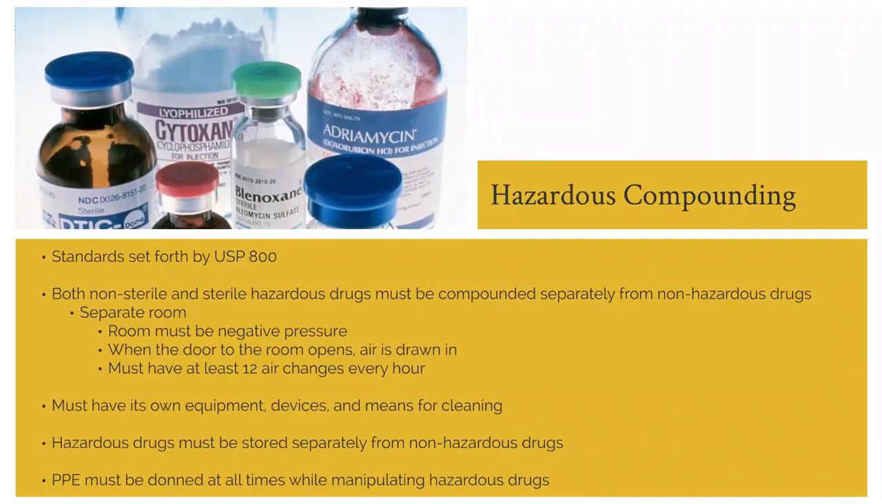So both non-sterile and sterile hazardous drugs must be compounded separately from non-hazardous drugs. They must be compounded in a separate room, and the room must be negative pressure. When the door to the room opens, air is drawn in, like we talked about, and you must have at least 12 air changes every hour. So the air has to cycle through at least 12 times per hour.